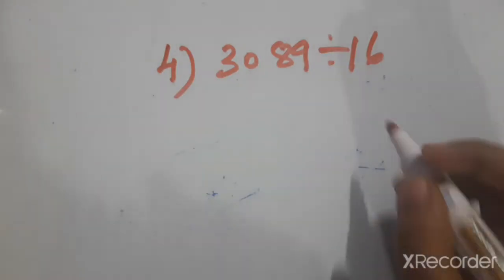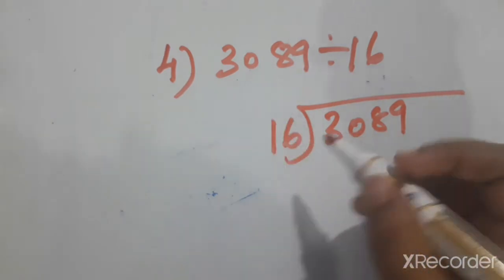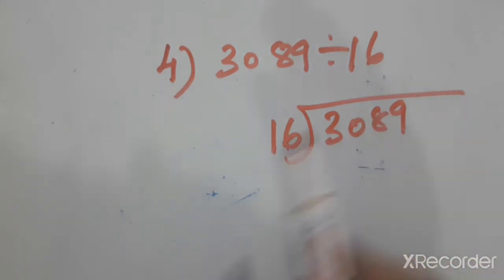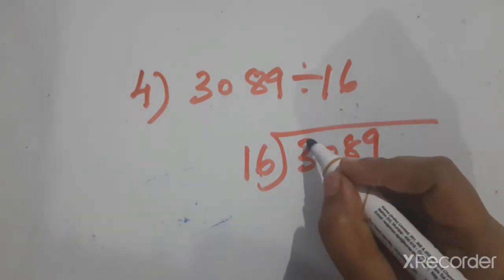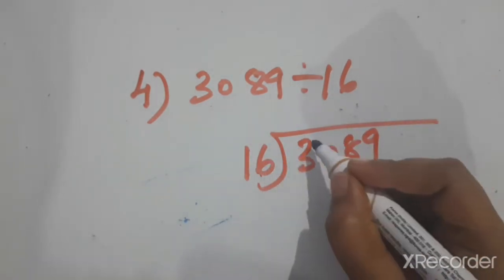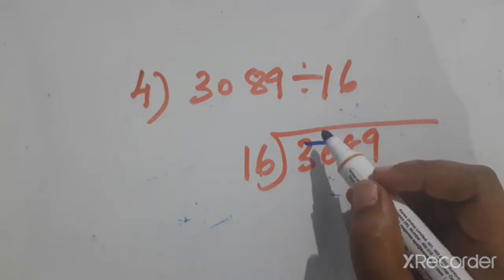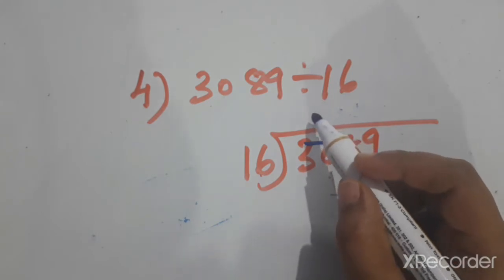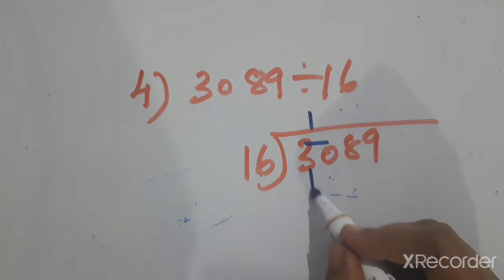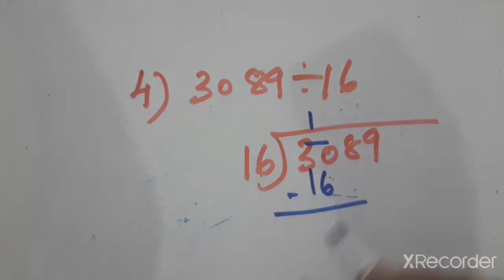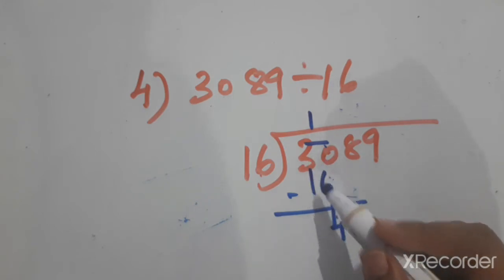Next question, children. 3089 divided by 16. This is the divisor, dividend. Now 3 we can't take because it is less than 16. So 2 digits, 30. 16 twos are 32. So we can't take. Now 16 ones are 16. That is nearer to 30. Minus. Remainder is 10 minus 6 is 4. 2 minus 1 is 1.